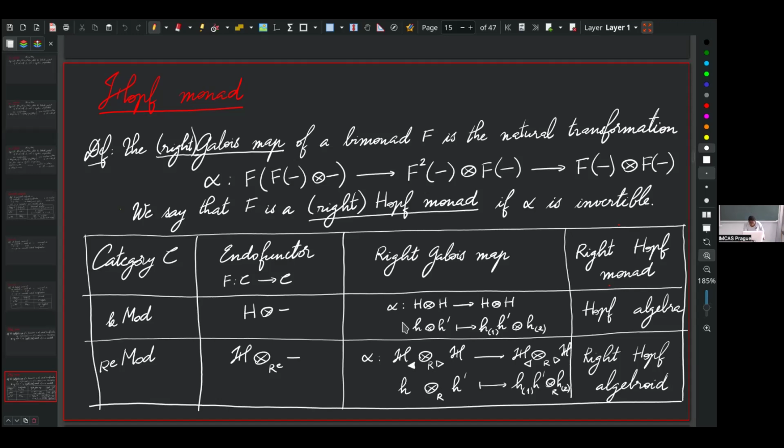Notice here, for the tensor product, I use these small symbols, because we have 4 actions of R. So R^e, and I use these triangles to refer to them. Here we have 2 white actions, and here we have 2 black actions.